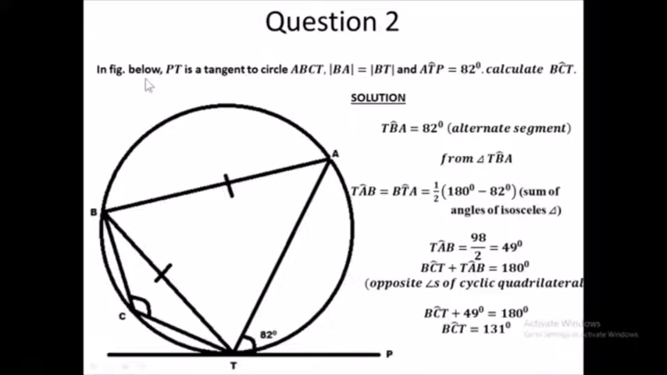In the next question, in the figure below, PT is a tangent to the circle. This line PT is a tangent to this circle, and you are told that BA is equal to BT. This line BA is equal to BT. That's why you have two stripes on it. So that made this triangle BAT an isosceles triangle, because two sides are equal. Then you are told that angle ATP, this angle here, is 82 degrees. You have to calculate BCT, this angle that is marked here.